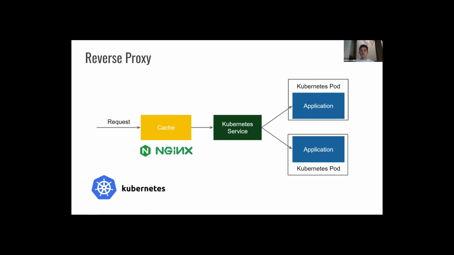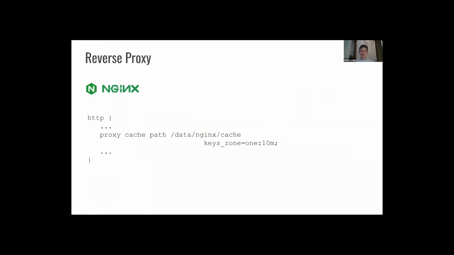A very good solution for this is Nginx, because Nginx is a very mature thing, and it's very well integrated in Kubernetes. It's even used internally in Kubernetes, so you can easily use it. That is the minimal configuration you need to add to your Nginx server to provide the caching functionality.